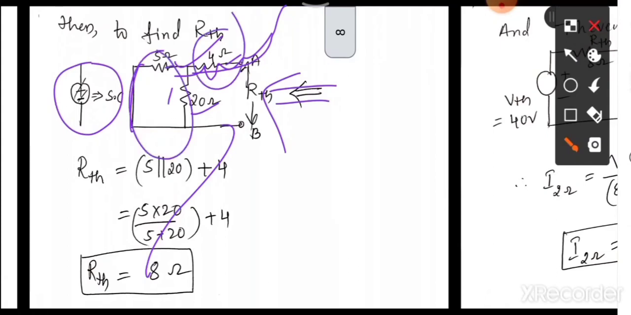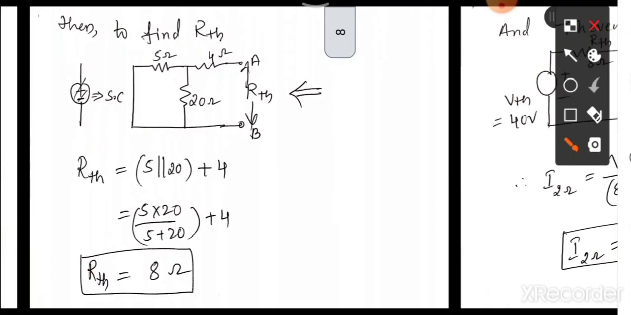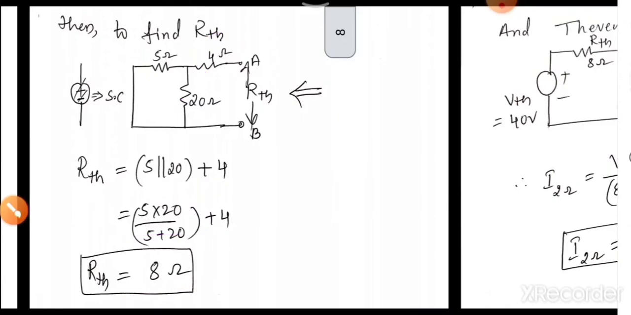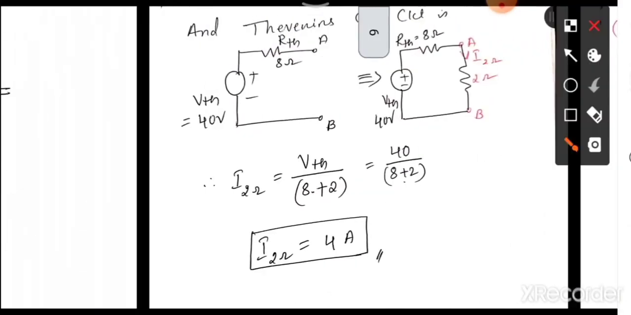The resultant will be in series with the 4 ohm. Therefore 5 and 20 are in parallel, plus 4 ohm. Then 5 into 20 divided by 5 plus 20, plus 4. Simplify this, you will get 8 ohm. Therefore you can place the Thevenin's equivalent circuit with VTH and RTH between those two A and B terminals. So VTH is 40 volt, RTH is 8 ohm.